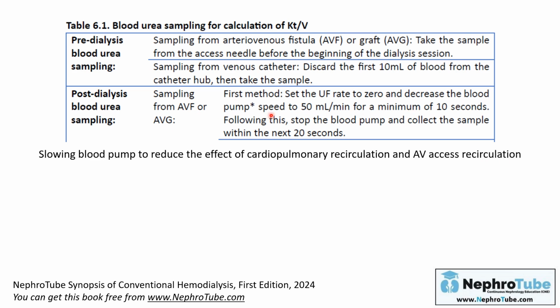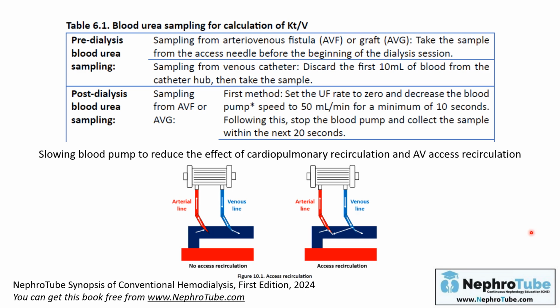Why do we have to decrease the blood pump? Slowing the blood pump is important to reduce the effect of cardiopulmonary recirculation and the AVF access recirculation. Regarding cardiopulmonary recirculation, what is it and how may it affect urea sampling? I will discuss this in the following slides in this lecture, when we talk about factors affecting solute removal and KT over V. Regarding AVF access recirculation and how it affects urea level in the blood, this will be discussed later in chapter 10, but as a short notice from here, what is access recirculation?